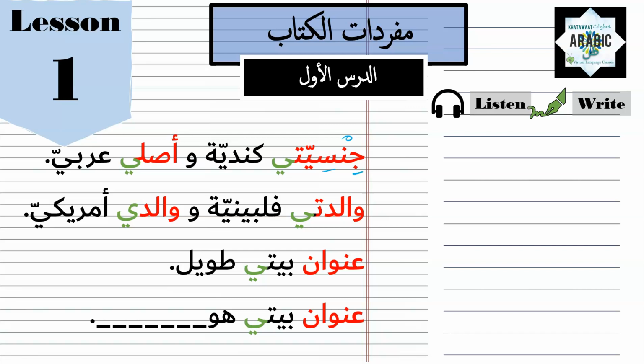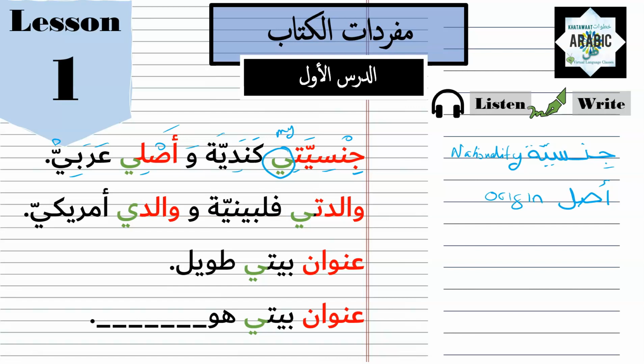جنسيتي. جنسية. جنسيتي. My nationality. And we have E for my. جنسيتي كندية وأصلي عربي. أصل. عربي Arab. My nationality is Canadian and my origin is Arab.